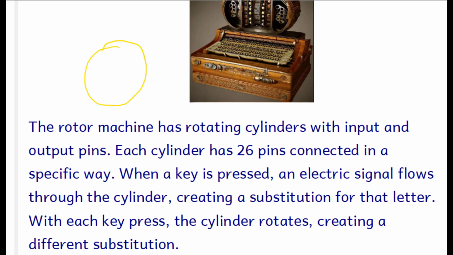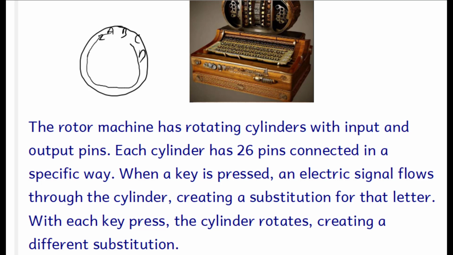Okay, I'll just use black pen. So it consists of cylinders, and on these cylinders we have the alphabets A, B, C, D up to Z, which are written here. This is how it is written. So all the alphabets are written here. Each cylinder has 26 pins connected in a specific way.